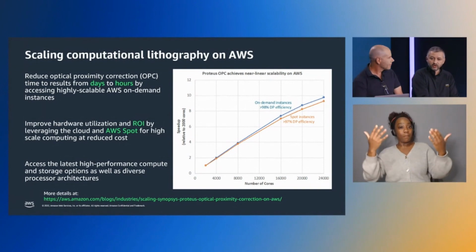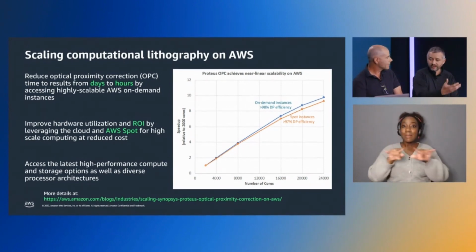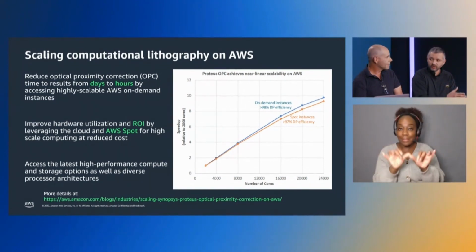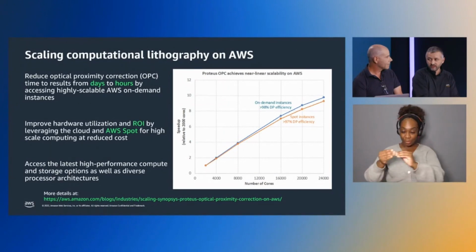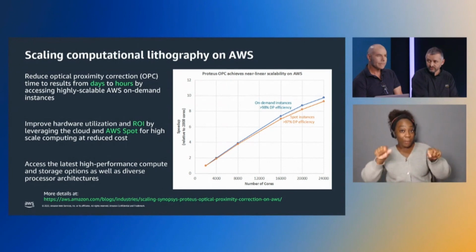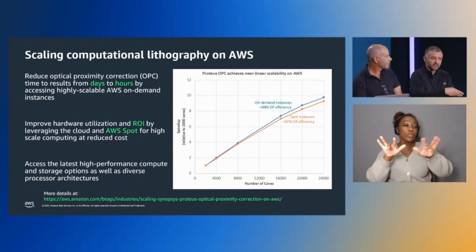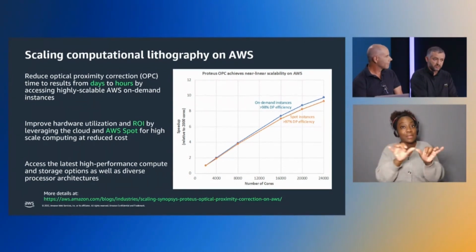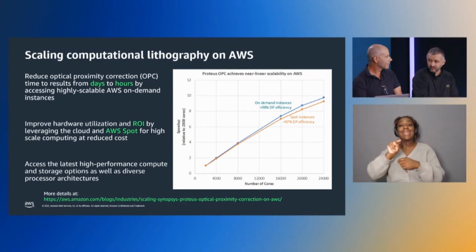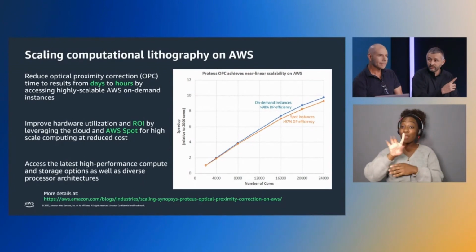At the same time, we didn't want just any scale. We actually set a metric to make sure that we are going to get at least 90% scalability as we add more compute resources. And we're able to scale that up using on-demand instances, as you can see on the chart, up to 24,000 compute cores for a single run. This is a single mask.